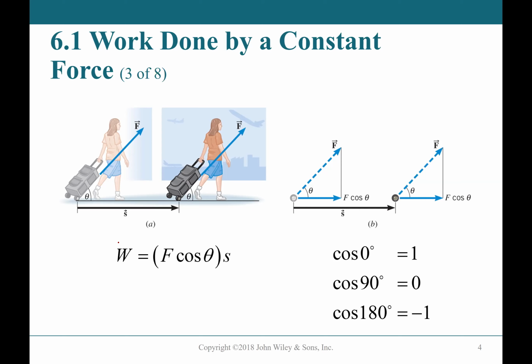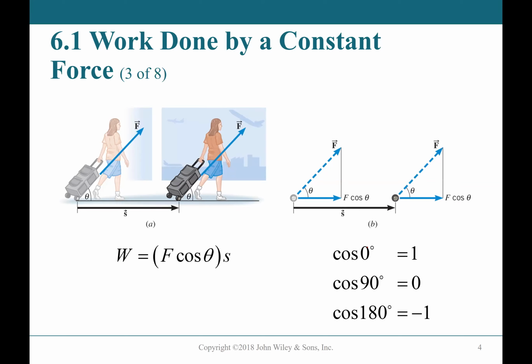So to determine the work here, we can't just say F times S, because F is applied at an angle. So we ask, what is the component of F that's actually doing the work? And that's F cosine theta. Here we have a chart to help us know the cosine of various angles, and we know that the cosine of 0 is 1.